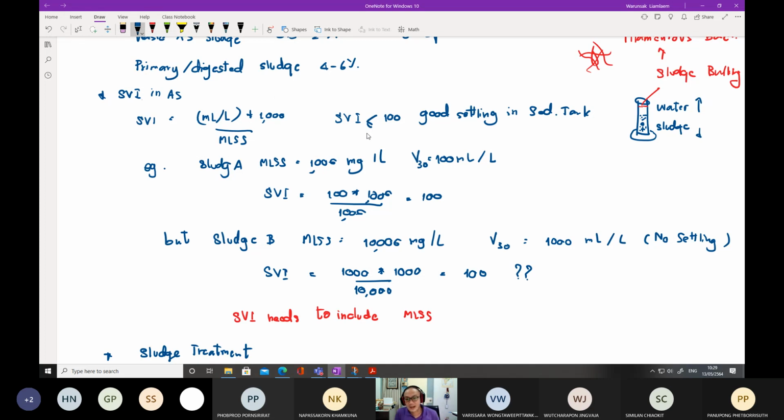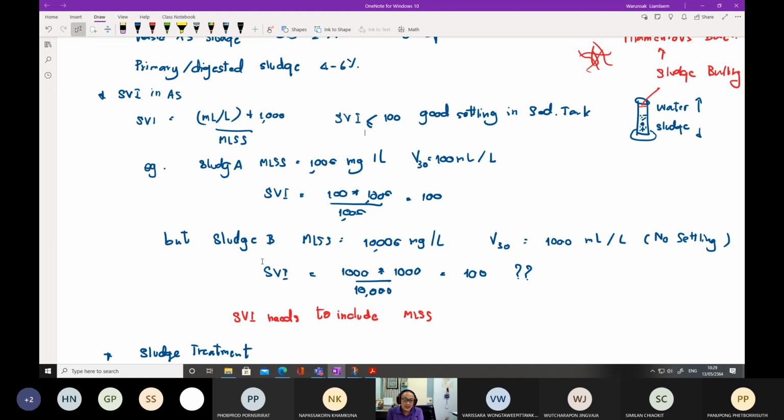Less than 100, you can expect a good settling in the sedimentation tank. But anyway, SVR is not always a good settling indicator. For example, the sludge B, the MLSS is 10,000 milligram per liter, quite a lot. A lot of the sludge are suspended in this sample.